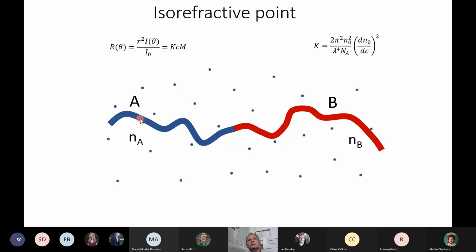When I was working for the first time with some polystyrene latexes, and I used toluene as a solvent, I was very confused because my correlation function was almost zero. And the reason for that is that the refractive index of the solvent, toluene, was perfectly matched to the refractive index of latex. So again, even if you have some nice particles in solution, you will see nothing. And this is a clear example, a manifestation of the isorefractive point.